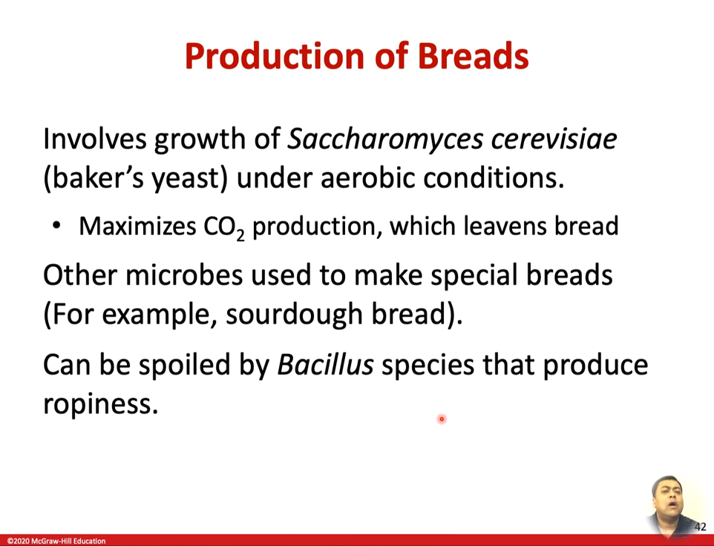Bread is one of the oldest human foods, and it involves the addition of baker's yeast, Saccharomyces cerevisiae, under aerobic condition. It maximizes the CO2 production, which leavens the bread and causes the rising of the bread. There are other microbes that can be used, for example in sourdough bread, and breads can easily be spoiled by Bacillus species that produce the ropiness of the bread. We have already seen that, being a very good source of carbohydrate, many fungi like Penicillium, the green mold, can grow on the bread, or sometimes a black mold, the Mucor species, can grow on the bread as well.